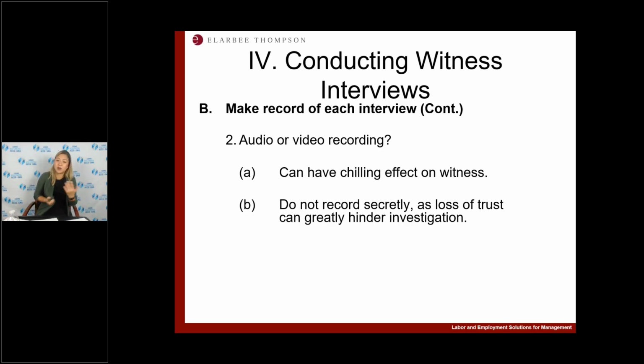If it's highly contentious, you might want to consider it, but you certainly don't want to violate trust so that either that investigation is hindered or further investigations down the road are hindered because it gets spread around that you secretly record things. And you don't want a witness to feel clammed up. So while you can, it may not be the best method for recording an interview.